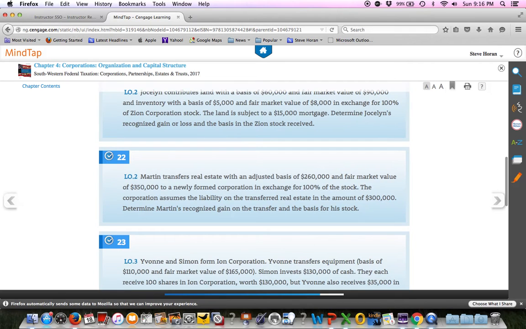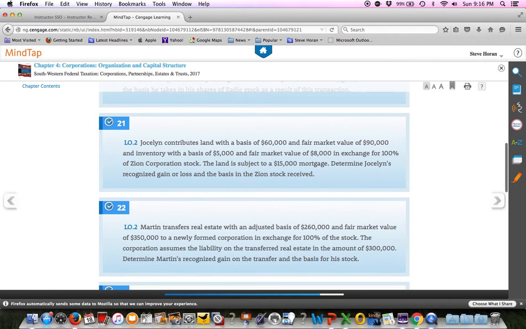Question 21, it says that Jocelyn contributes land with a basis of 60 and fair market value of 90 and inventory with a basis of 5 and fair market value of 8 in exchange for 100% of Zion Corp stock. The land is subject to a $15,000 mortgage. Determine Jocelyn's recognized gain or loss on the basis of Zion stock received.